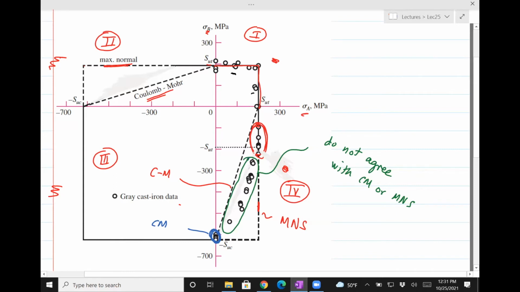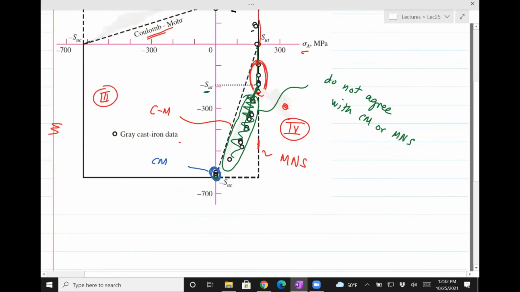So what people do is they modify the CM or Coulomb-Mohr theory so that the points will agree. What we can notice is that these points follow this line up to SUT, and then it goes towards this point, SUC. So this new theory, which I'm going to write in a bit, the modified Mohr theory, will take into account these points as well as the other points. So this is where the modified Mohr theory comes in.